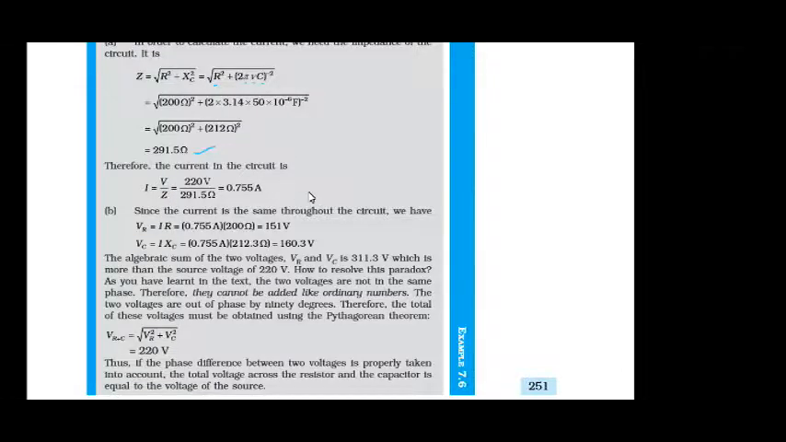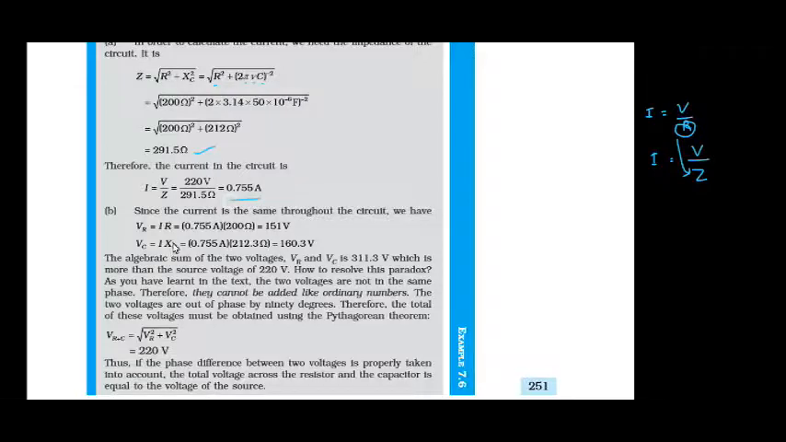Therefore, the current in the circuit is I is equal to V by Z. Remember Ohm's law, I is equal to V by R. So for impedance, just V by Z. Instead of R, just replace it by Z. So no need to remember a new formula, just remember this concept.